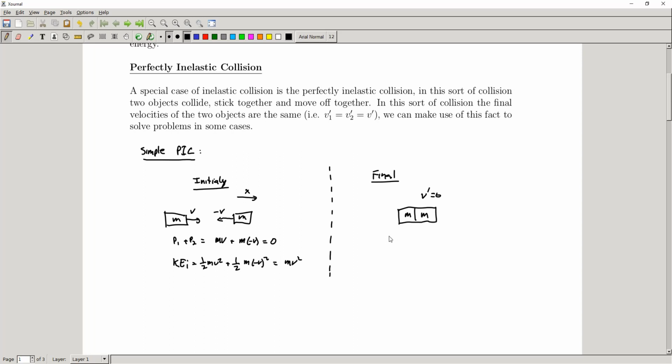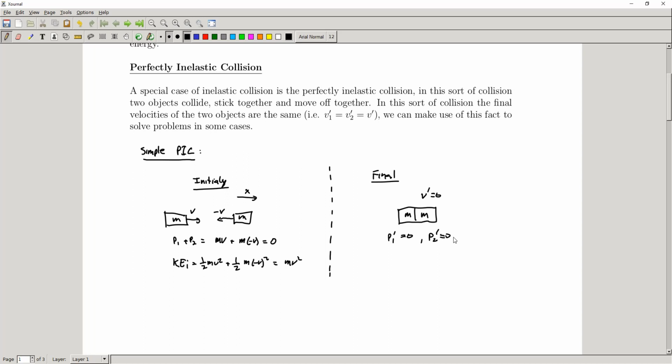So clearly, our final momentum 1 is going to be equal to, well, 0. This thing is not moving, and our final momentum 2 is going to be equal to 0. So our final overall momentum is going to be equal to 0. There was no momentum to begin with, no net momentum, I should say, and there's no net momentum in the final state either. We're also going to see that we've lost all of our kinetic energy.